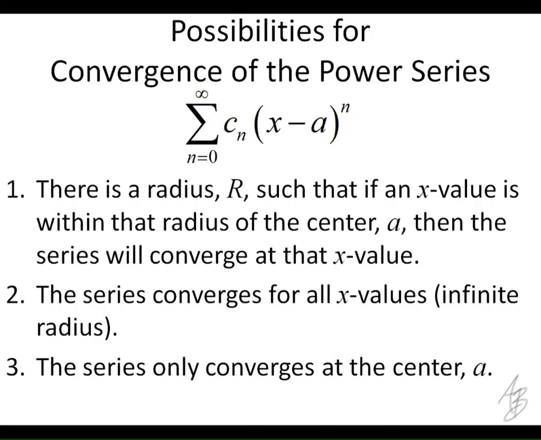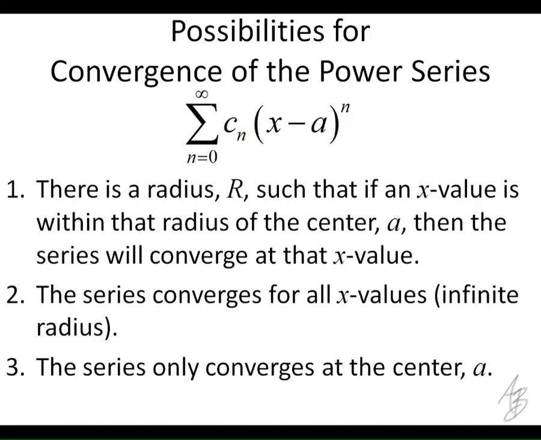So for a power series that looks like this, it could converge on some radius. So there's a radius that it converges, and as long as we're within that radius of the center, it's going to converge. Another option is that it converges for every x value. It has an infinite radius. What would be an example of a power series that converges for every x value?